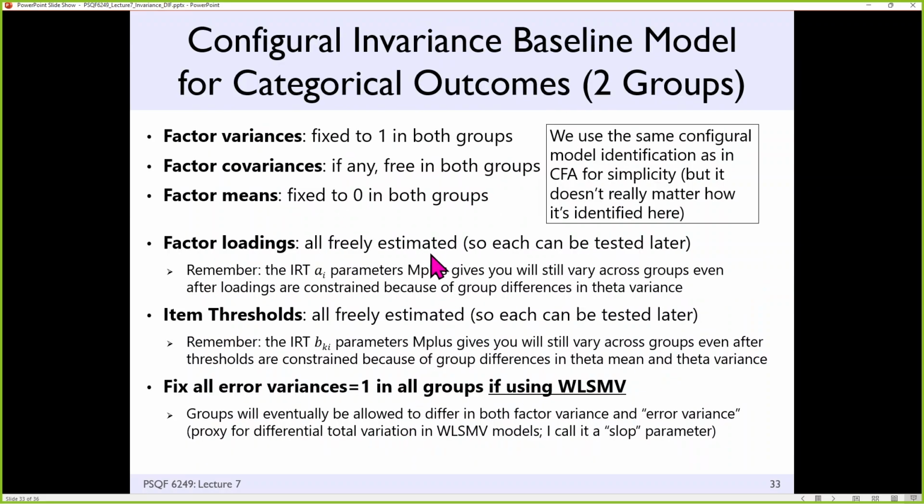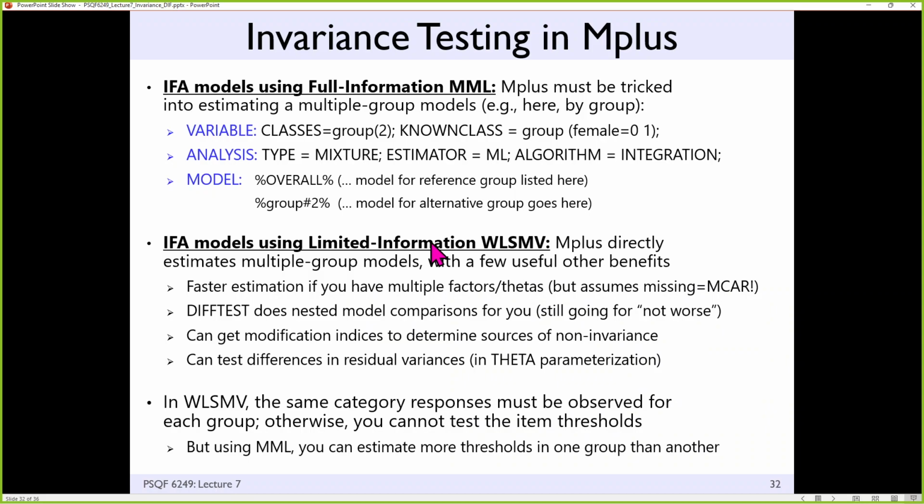Please, can you say that again? So, if I have an item that is 4 categories, and for one group, they are not choosing one of the categories, that is going to be problematic. Yes, that's exactly what I'm talking about.